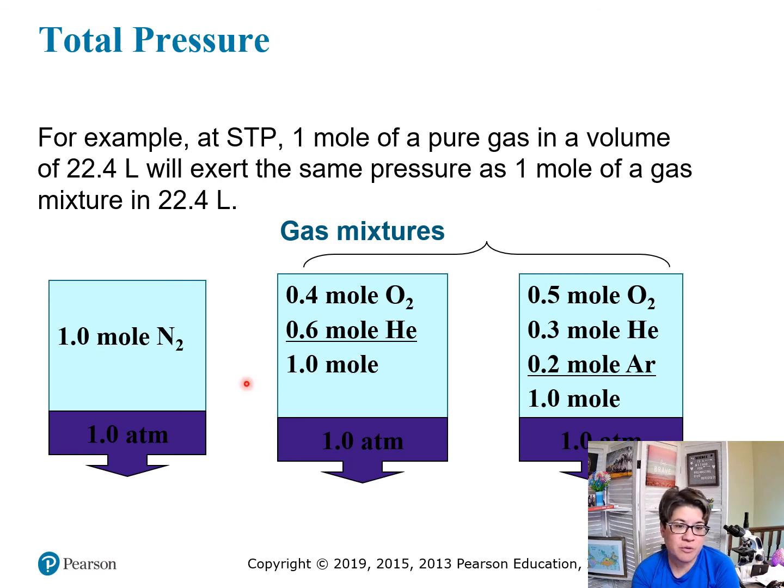So here's another couple examples. If you had a mole of N2, that would be an atmosphere of it. But then if you had like 0.4 moles of O2 and 0.6 moles of helium adding up to a mole, they would still be 1 atmosphere, and they would still take up the same amount of space at STP, 22.4 liters. Same thing here, if you had these 3, still a mole at 1 atmosphere, they would still take up 22.4 liters.